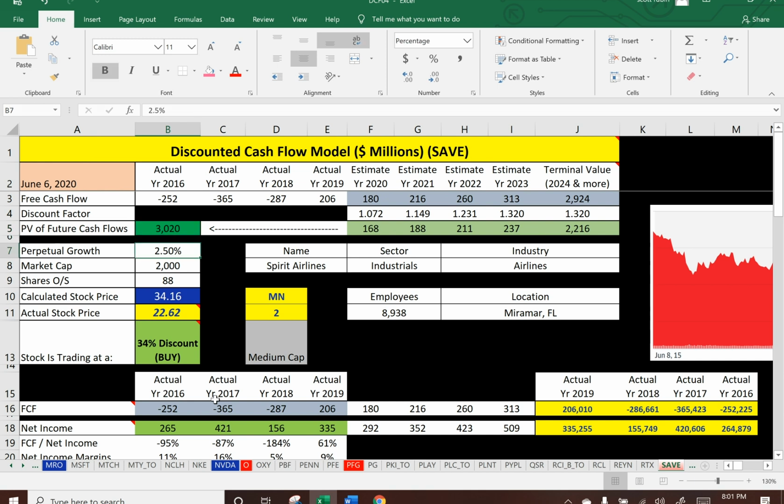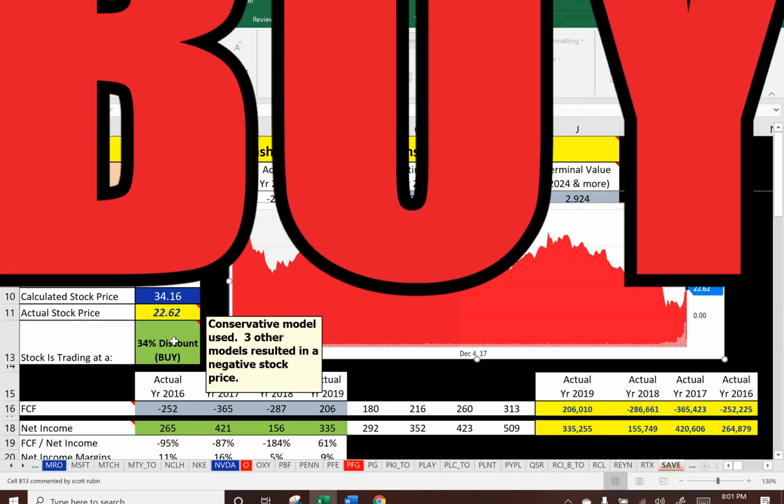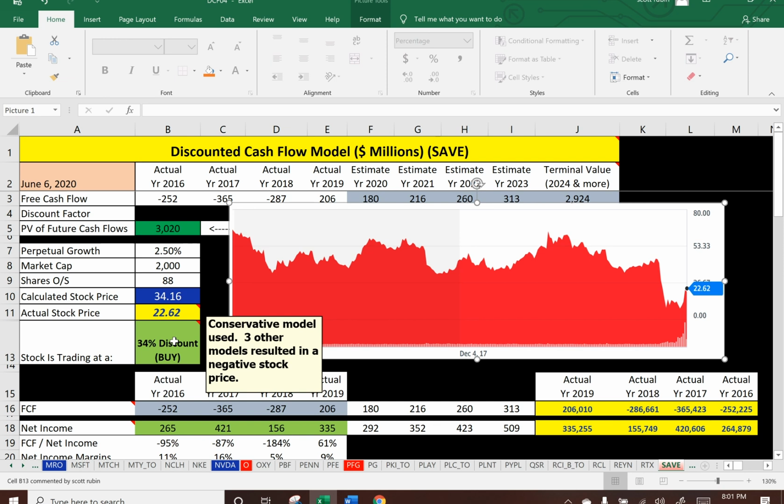And we divide that number by 88 million shares. We get a stock price of $34. And it's actually trading at $23. So according to the model, it's a discount. So it's a buy. Just so you know, I have 4 models, and 3 of the models came back with a negative stock price. So this is the most conservative model. It's the least aggressive. Just keep that in mind, because it's really hard to value companies that have so much negative stuff in it, like negative free cash flow.